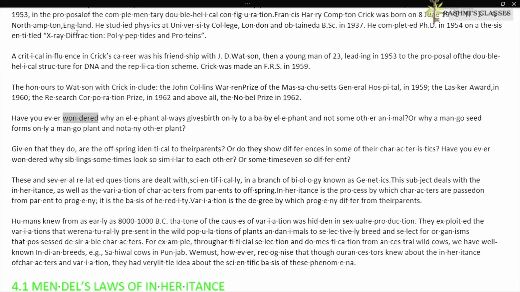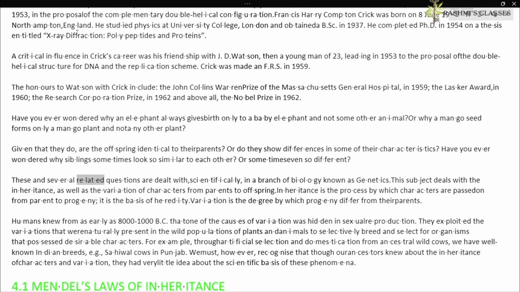Have you ever wondered why an elephant always gives birth only to a baby elephant and not some other animal, or why a mango seed forms only a mango plant and not any other plant? Given that they do, are the offspring identical to their parents? Or do they show differences in some of their characteristics? Have you ever wondered why siblings sometimes look so similar to each other? Or sometimes even so different?